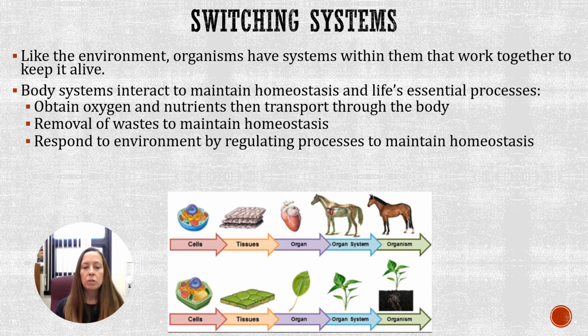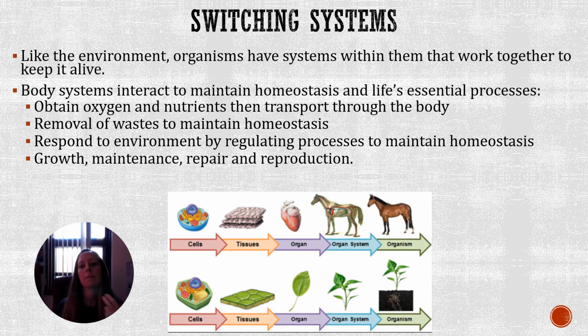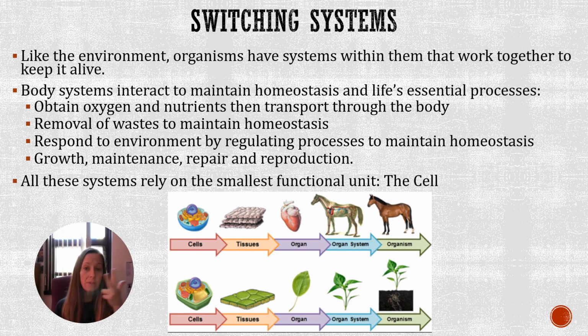Organisms are going to need a way to respond to the environment by regulating processes to, again, maintain homeostasis. And lastly, organisms need a way to grow, maintain, repair, and reproduce. So if I skin my knee, I need to have a way to make more skin to cover that up, right? Plants need a way to get bigger. If you break off a branch, they can't just die. They need a way to keep growing. All of these systems rely on our smallest functional unit, which is the cell. So everything big ends up coming down to everything little and affecting it.